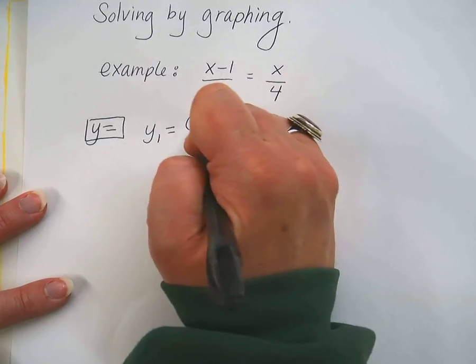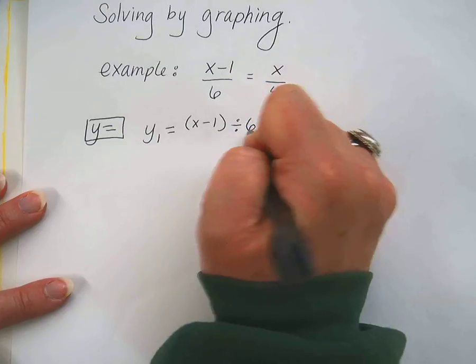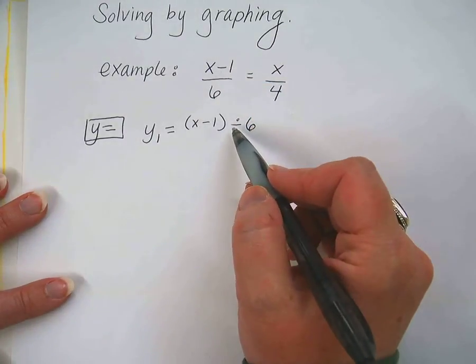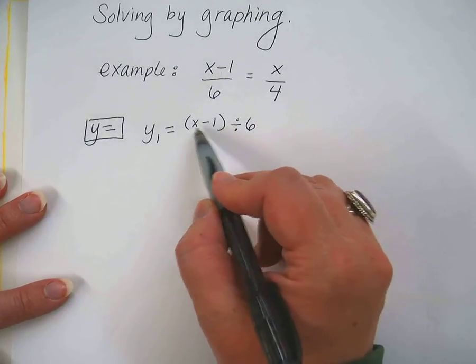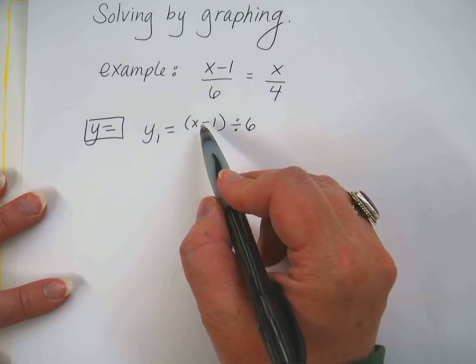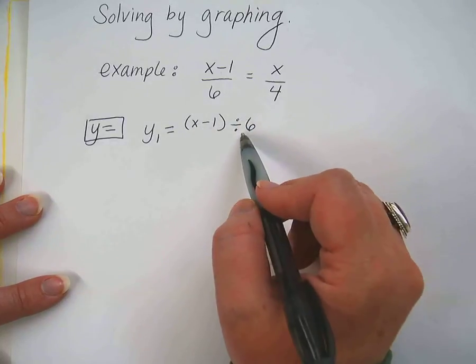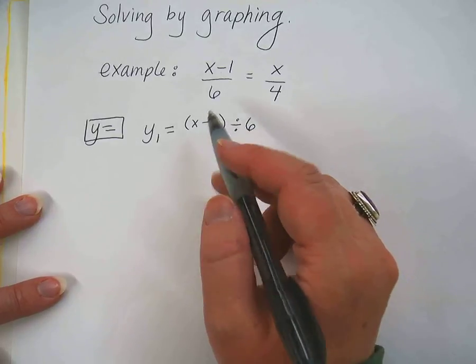So you're going to do x minus 1 divided by 6, and when you hit the divided by button, it actually makes a slash instead of a division symbol. Notice how I put the numerator in parentheses. Yes, you do need to do that. Numerator in parentheses so that that's a group before it's divided by 6. Your calculator will do it wrong if you don't put the parentheses there.